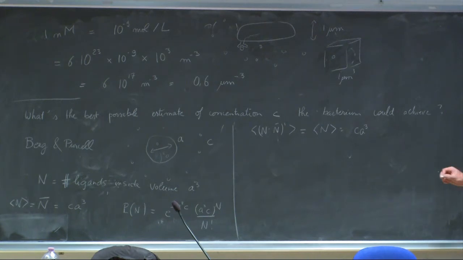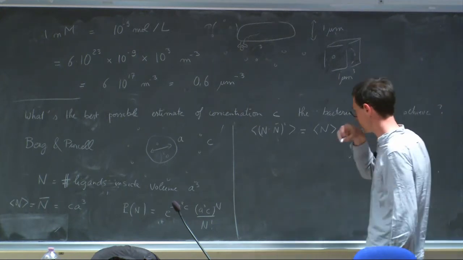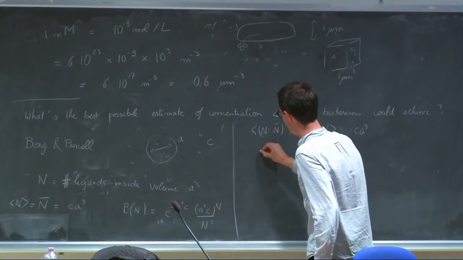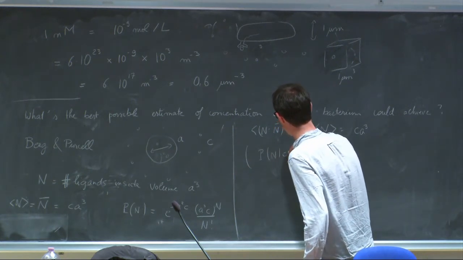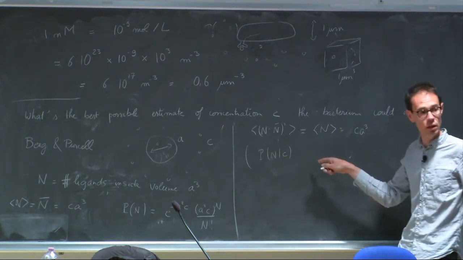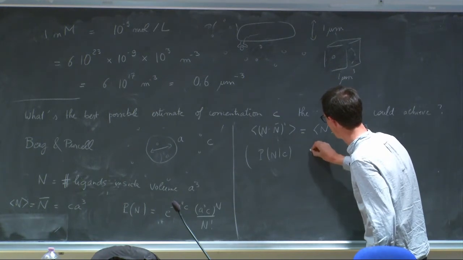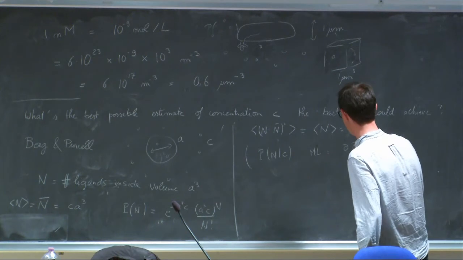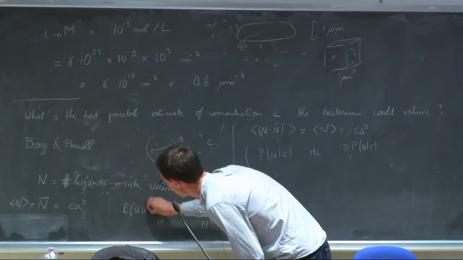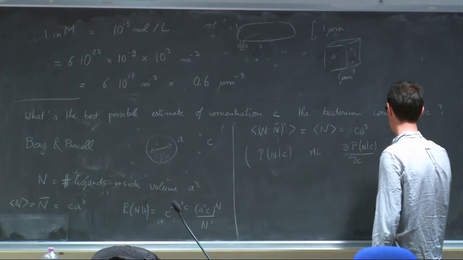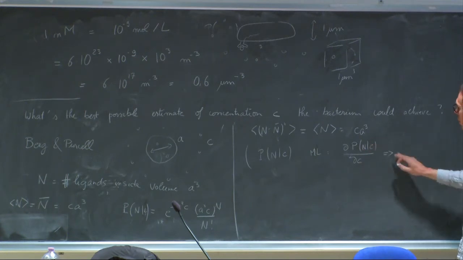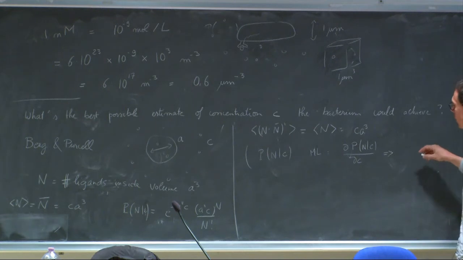But now if I'm a cell, all I know is n. That's the only piece of information I have about the world, right? So I put this in parentheses because I won't use it, but you have p of n given c. The cell wants to maximize this, n given c over c. Essentially, what this will give you for the maximum likelihood estimate made by the cell is that its best guess is just the number of molecules inside the volume divided by the volume, right?